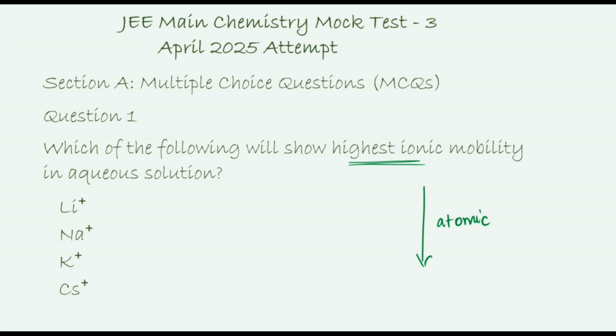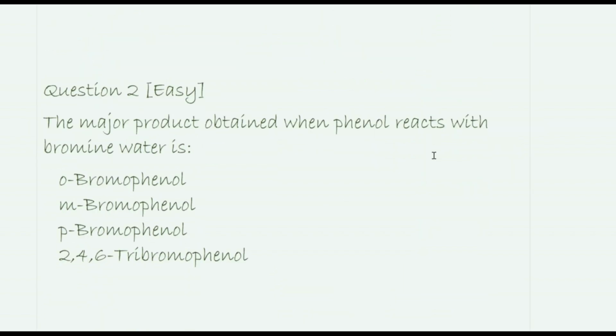Cesium has the least degree of hydration because we have told that is aqueous solution. Due to its low charge density, it is having the least degree of hydration. It results, cesium becomes highest ionic mobility in aqueous solution among these four. Correct? Then we are moving on to the next question.